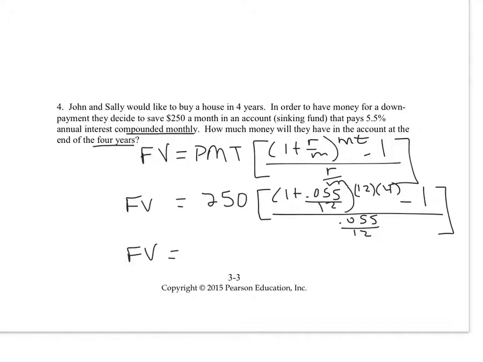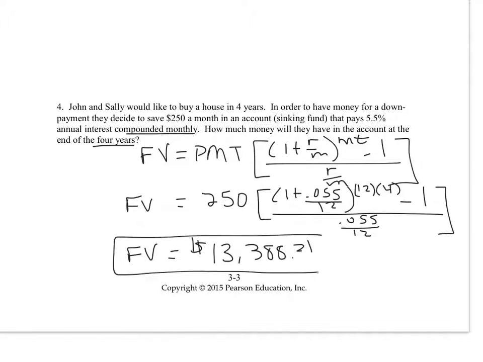Okay, calculator time. Obviously you can see you do not want to do these problems without a calculator, and you need to be very comfortable and confident in how to use your calculator. If you get all of this entered in correctly, you will see that they'll have $13,388.21 in the account after 4 years.